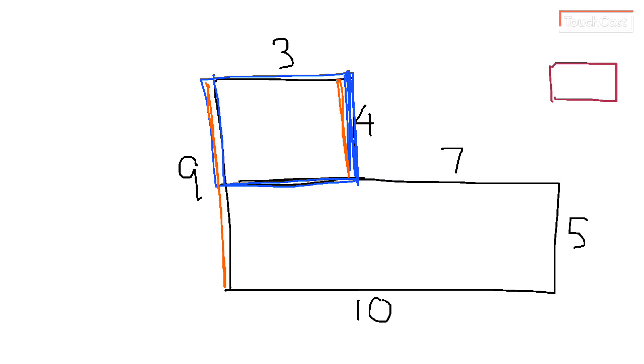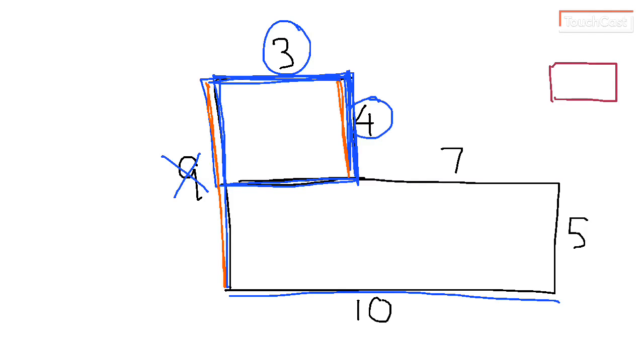Well, in this case, we actually need 4, and so I'm going to circle that. 9 does not work because 9 takes up the entire length of the shape, and we're not using that for the small rectangle on top. Next we need to figure out the width. We have 3, and we have 10 down here, but 10 takes up way longer, so we're not going to use that. So I'm going to circle 3.